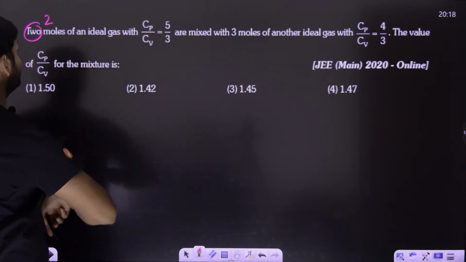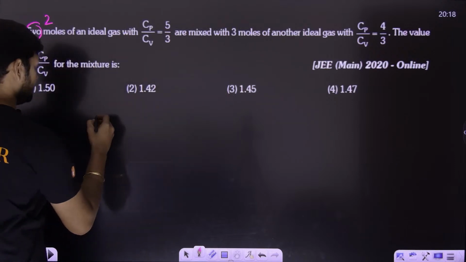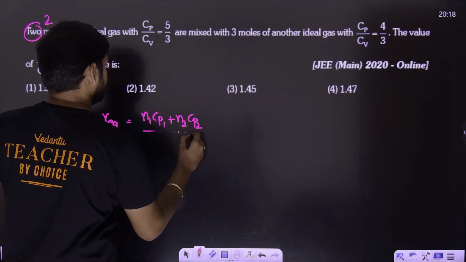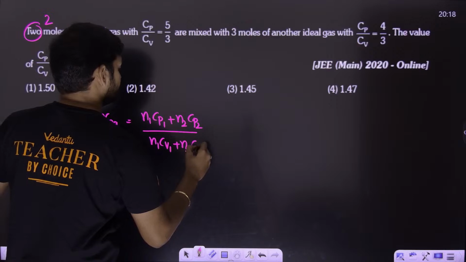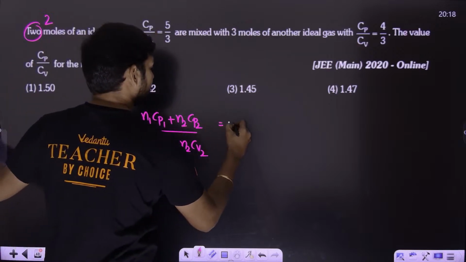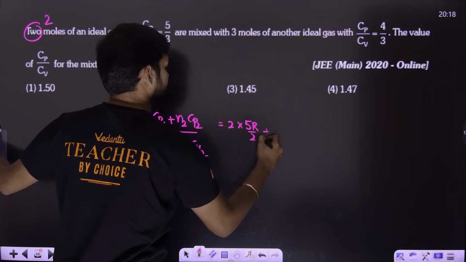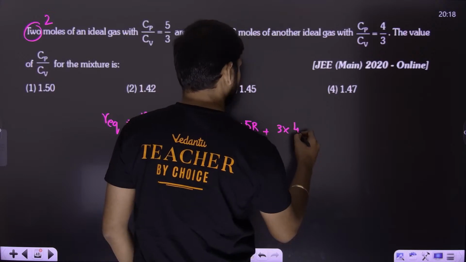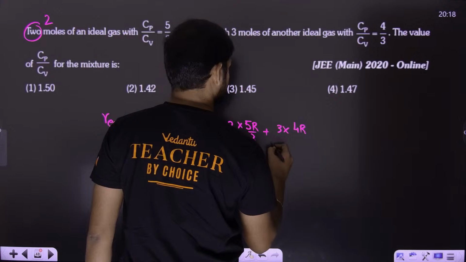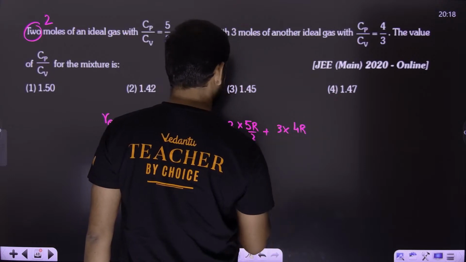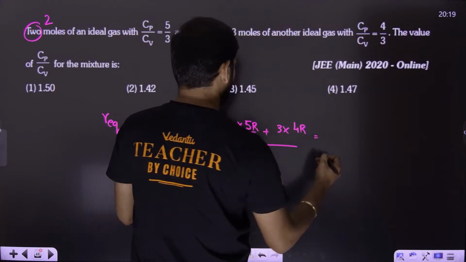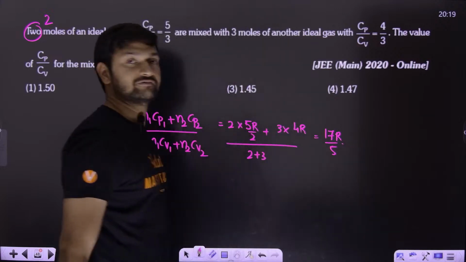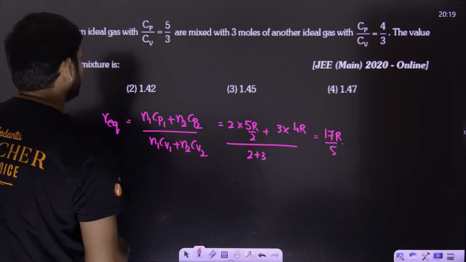The value of Cp by Cv for this mixture, the gamma equivalent, is going to be N1 Cp1 plus N2 Cp2 divided by N1 Cv1 plus N2 Cv2. So for this first one, it is 2 into 5R by 2 plus 3 into Cp for this, which is 4R, divided by 2 plus 3. So you are going to get 5R here and 12, which is going to be 17R by 5.